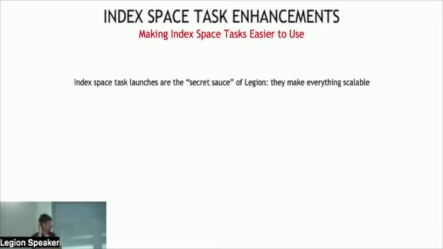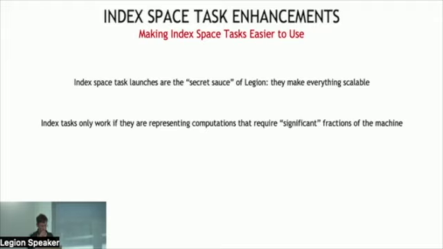Index-based task launches are really the secret sauce of Legion. They make everything scalable. They are the way that we say large chunks of work are being created, and they're necessary for making sure that things like control replication are scalable. But they only really work if they're representing computations that take significant fractions of the machine. Now, you don't have every index-based task launch spanning the whole machine, but in general, your index-based task launches should be scale invariant. They should depend on things that are independent of the scale of the machine.